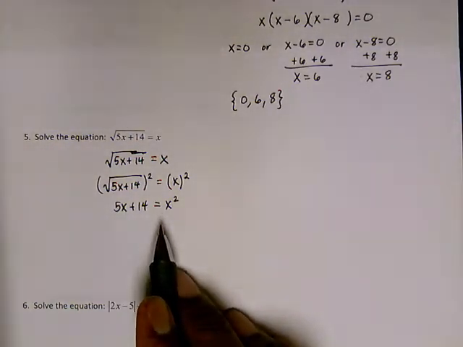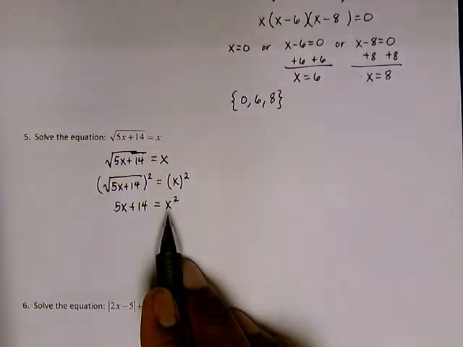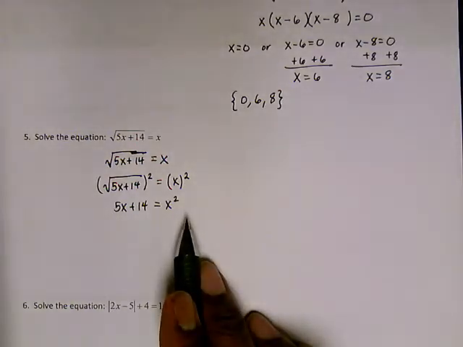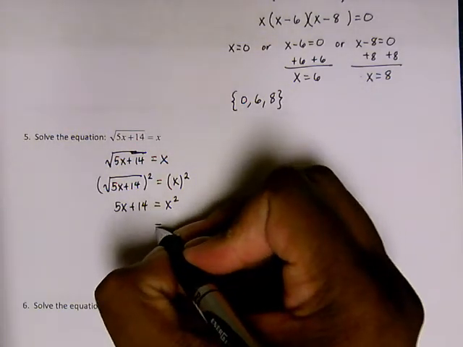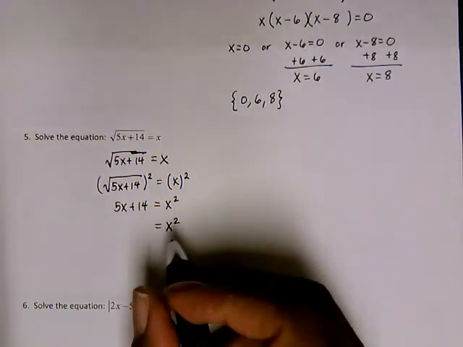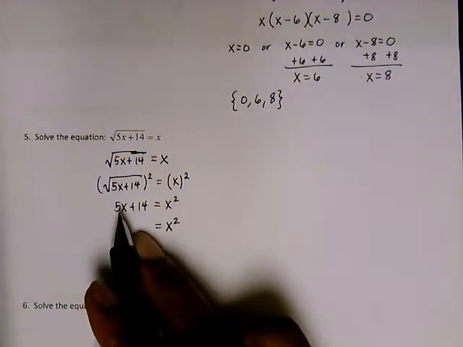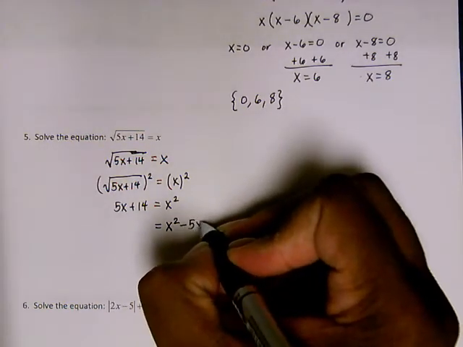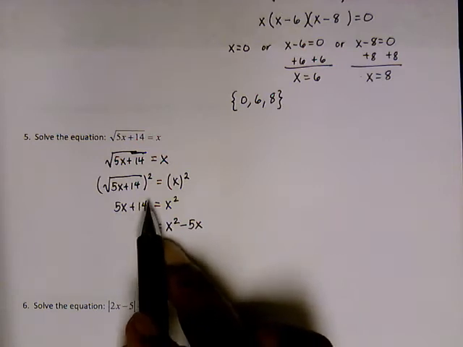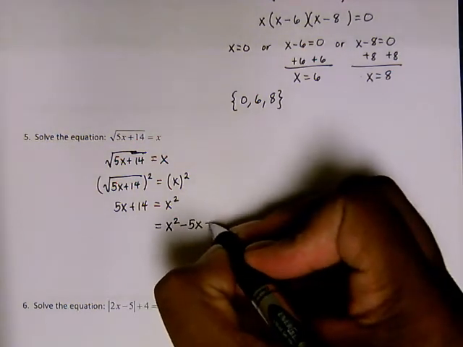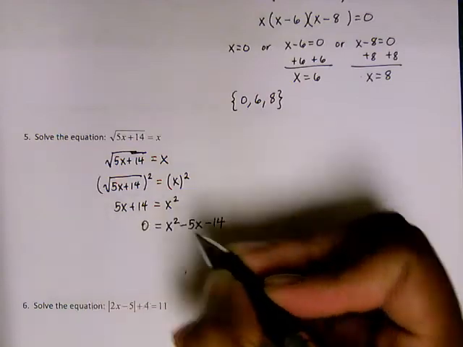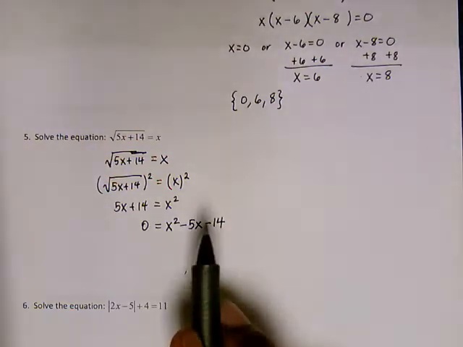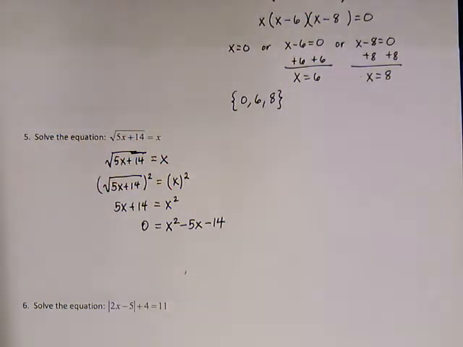So now I have a quadratic equation because of the x squared. What I'm going to do here is move the 5x and the 14 over to the opposite side where that x squared is. So here, the x squared will remain on the right-hand side. But when I move that 5x over, that's going to become minus 5x. And if I move that plus 14 over to the opposite side, it will be minus 14. So now I get x squared minus 5x minus 14 equal 0.